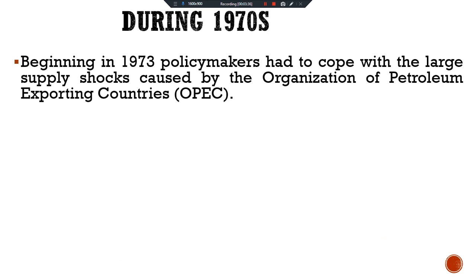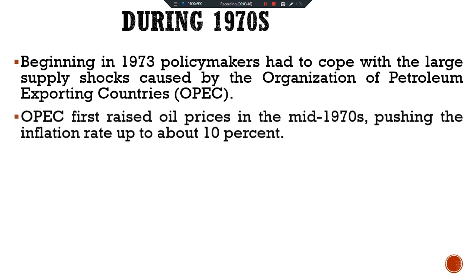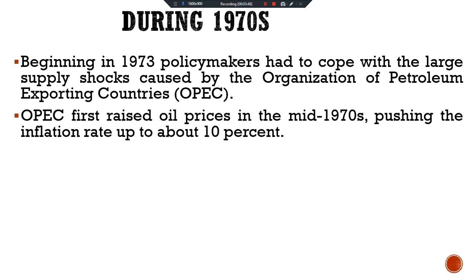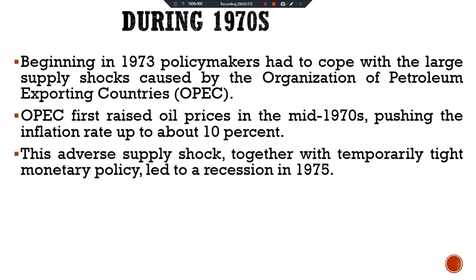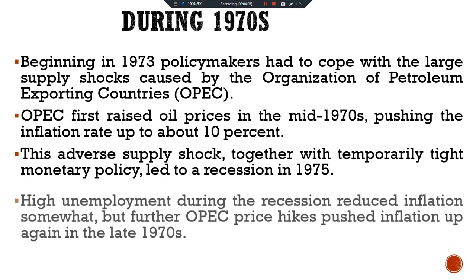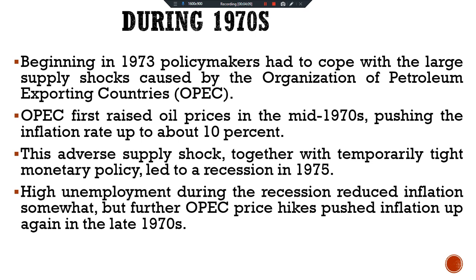Further, beginning in 1973, policymakers had to cope with the large supply shocks caused by the Organization of Petroleum Exporting Countries, OPEC. OPEC first raised oil prices in the mid-1970s, pushing the inflation rate up to about 10%. This adverse supply shock, together with temporarily tight monetary policy, led to a recession in 1975. High unemployment during the recession reduced inflation somewhat, but further OPEC price hikes pushed inflation up again in the late 1970s.